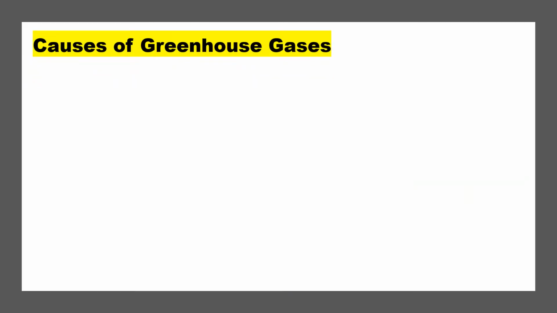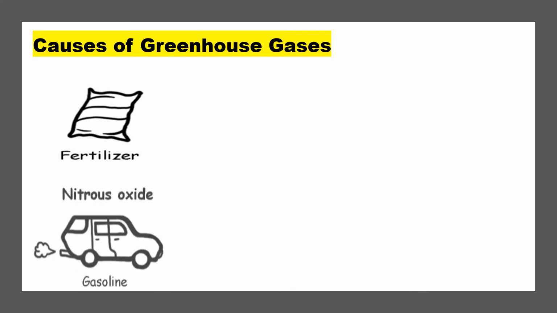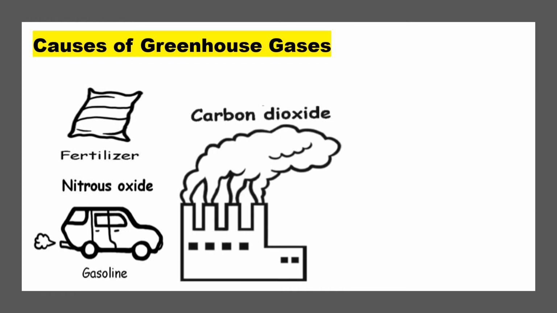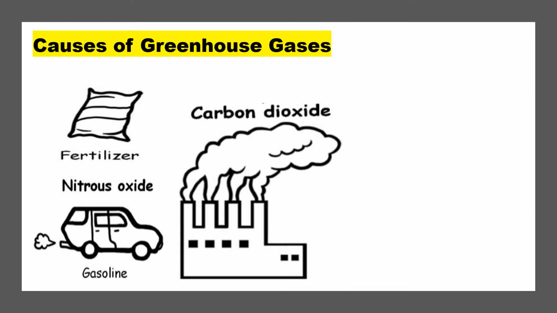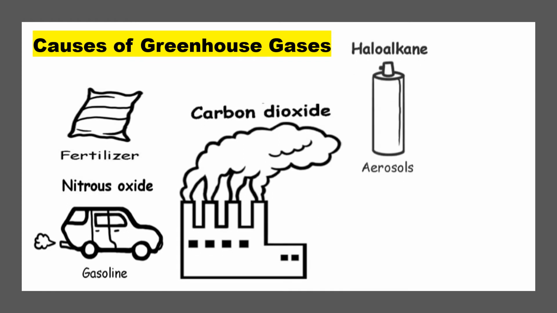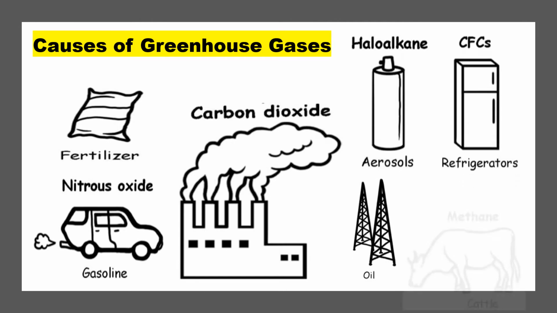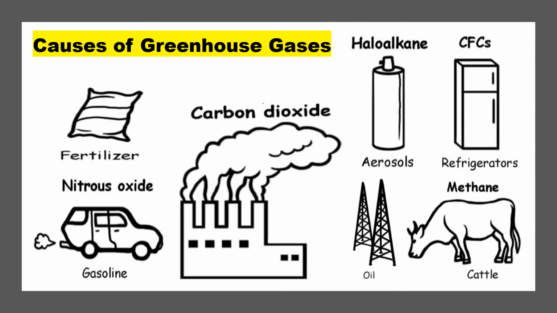Let's see the main causes of greenhouse gases. Fertilizers and gasoline release nitrous oxide. Carbon dioxide is released by factories burning fossil fuels. Aerosols release CFCs and HFCs. Oil and refrigerators, and methane is released by cattle farming.